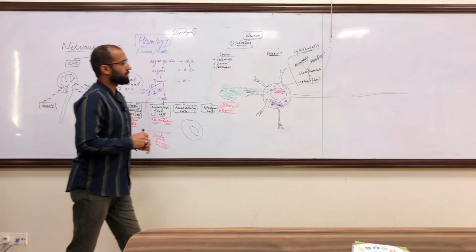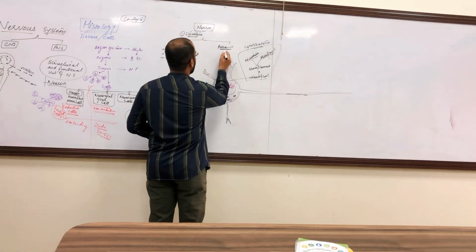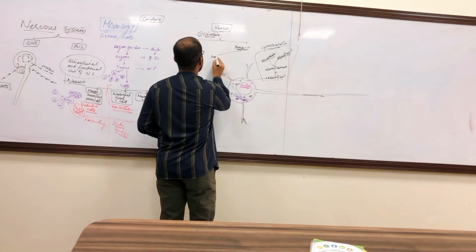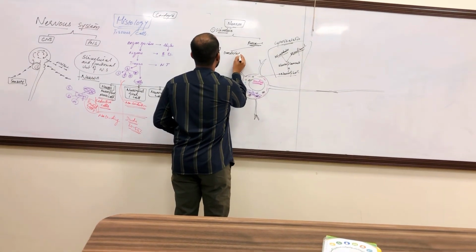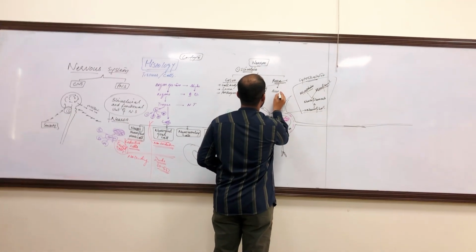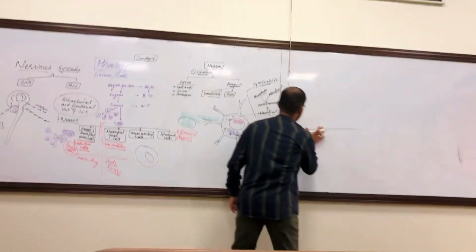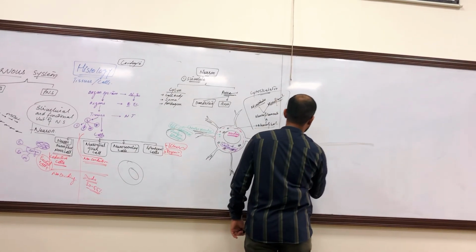We have two kinds of processes. One is the dendrons, or also called dendrites, and one is the axon. One is the dendron and one is the axon.